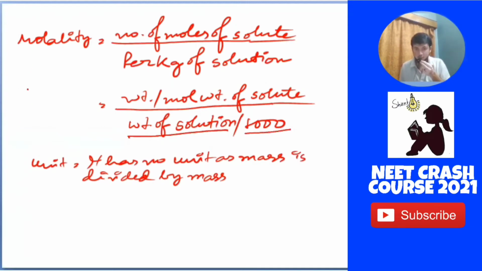Okay, so as you can see, the upper side is also weight and the lower side is also weight. So weight is divided by weight, so it has no unit naturally. So that's why it has no unit, as mass is divided by mass, right?